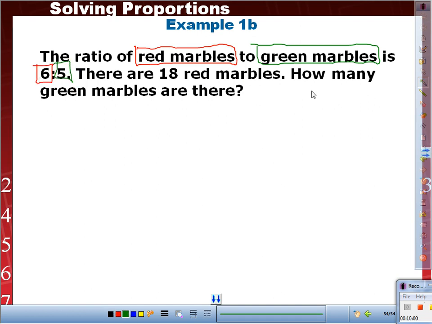Then it says there are 18 red marbles. How many green marbles are there? Okay, now that you have the information, I want you to set up your proportion, solve, and write a statement for your answer. Ready? Copy that and go.